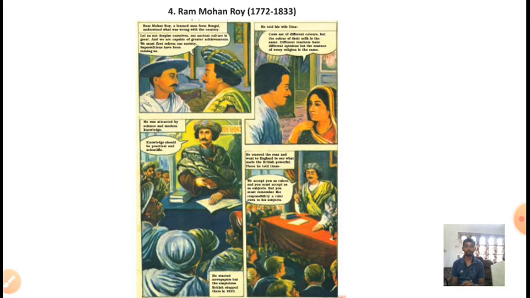So Raja Ram Mohan Roy was one of the persons who was against these practices. Raja Ram Mohan Roy, a learned man from Bengal, understood what was wrong with the country. He came to know each and everything about the country.